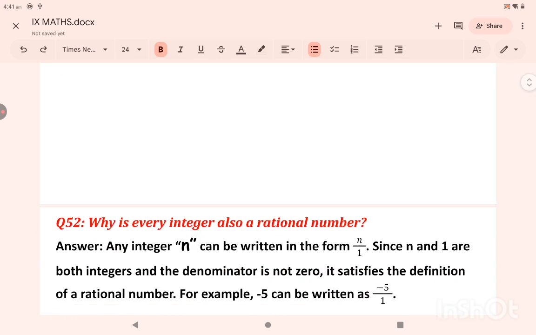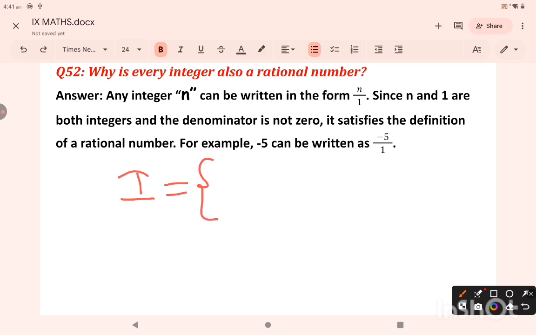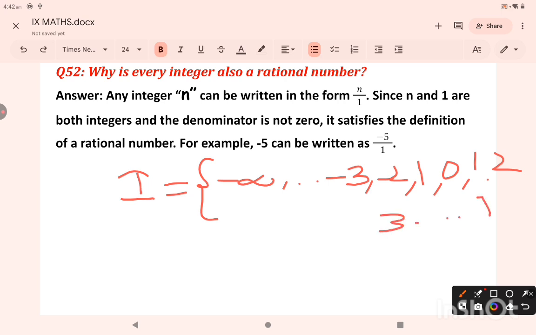Now second question. Why is every integer also a rational number? Integers are denoted by capital I. Minus infinity and so on, minus 3, minus 2, minus 1, 0, 1, 2, 3 and so on, plus infinity. Here, every integer is also a rational number. This is the question here. Why?